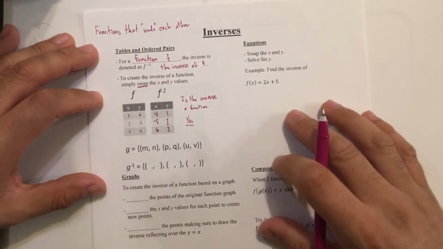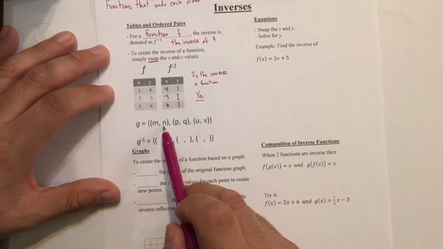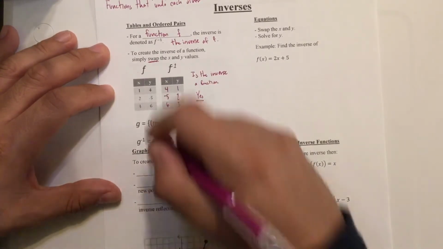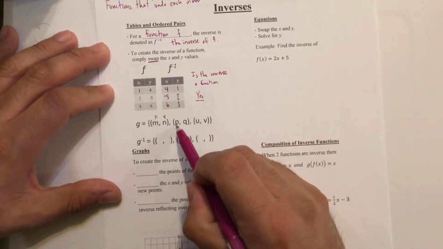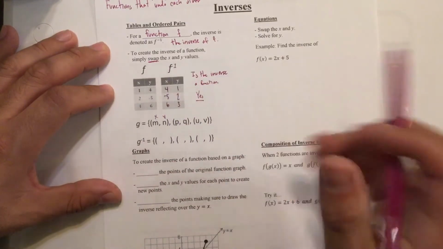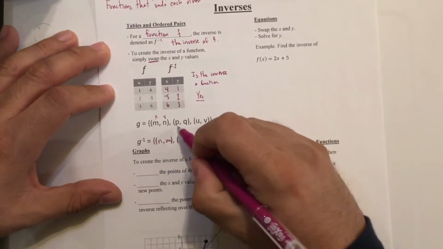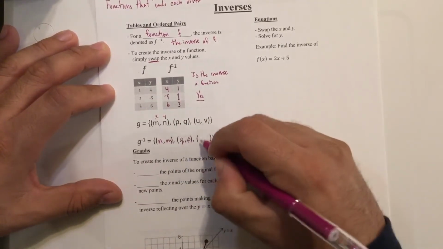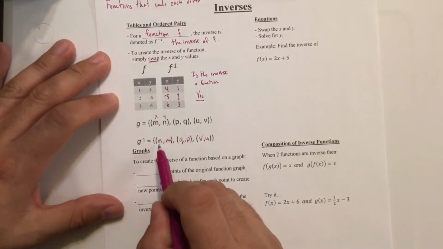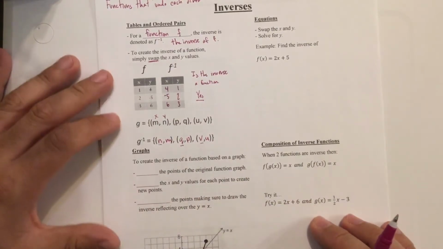Now, when we're talking about ordered pairs, so we have G is (m, n), (p, q), and (u, v), and now we're looking for the inverse of G. Now, really quickly, this is x and this is y, so x, y, x, y. So once again, to get the inverse, all we do is switch the x and y, or we swap places. So (m, n) becomes (n, m), (p, q) becomes (q, p), and then (u, v) becomes (v, u). And again, we can check if the inverse is a function just by looking at the new x values. So n, q, and v do not repeat, so the inverse is a function.